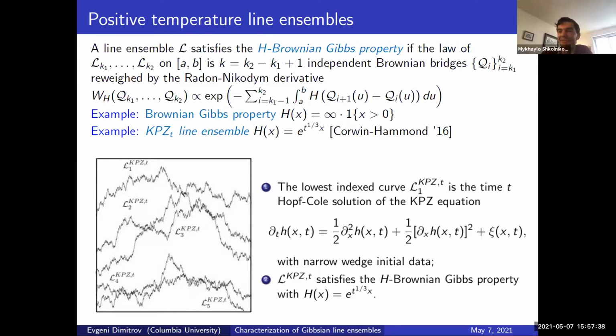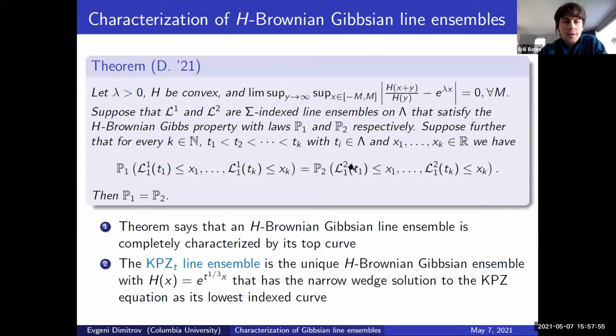Great. Other questions for Evgeni? I have one. Go ahead. So Evgeni, great talk. I really enjoyed it. Thank you. I'm curious, the assumption that you put on the potential and the positive temperature result, is that conceptually essential, or do you anticipate this is more technical?